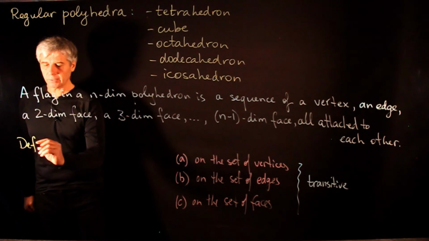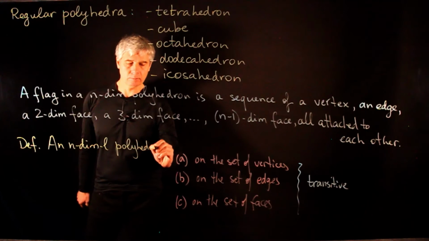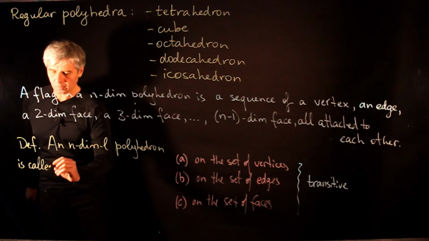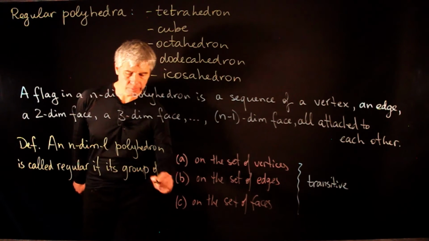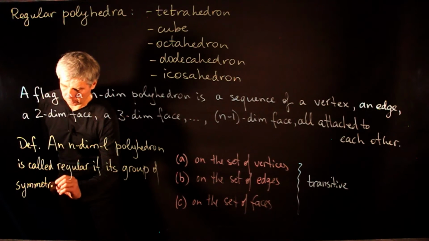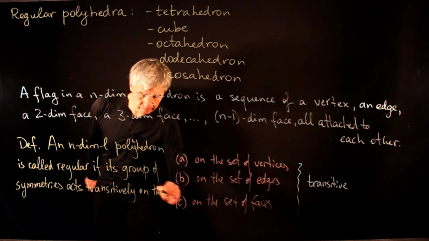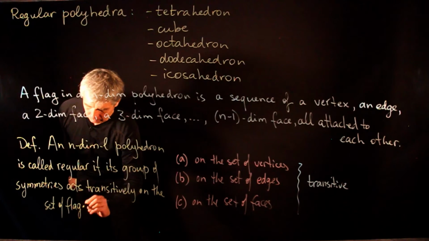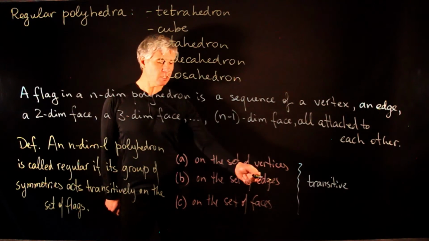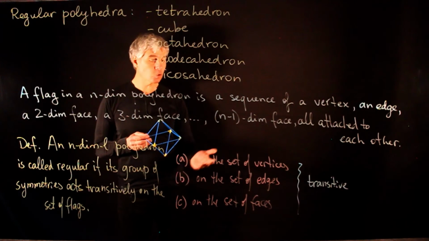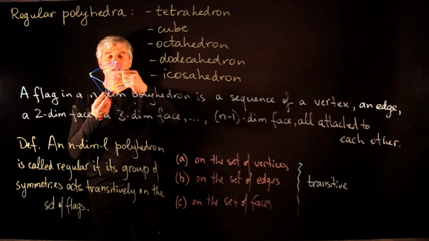So now we can give a definition that an n-dimensional polyhedron is called regular if its group of symmetries acts transitively on the set of flags. In particular, this would imply that the group of symmetries will act transitively on the set of vertices, on the set of edges, on the set of faces, and so on. But this property is actually stronger than just transitivity on each of these sets. It also says that all these objects are attached to each other in the same way.